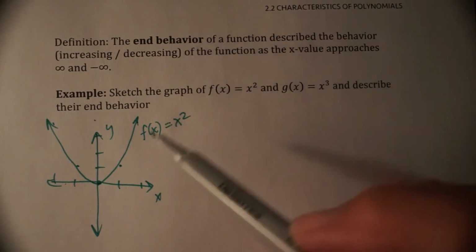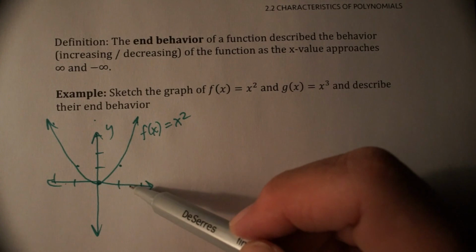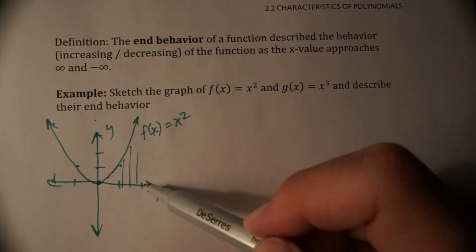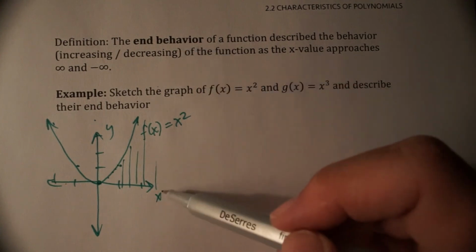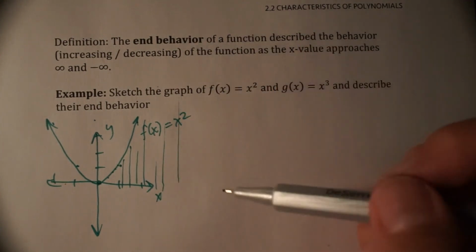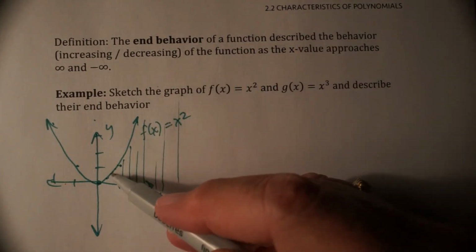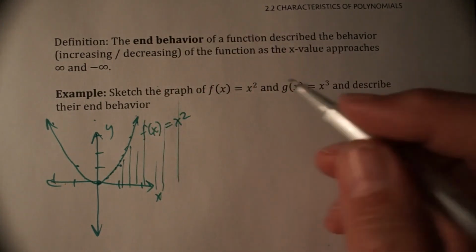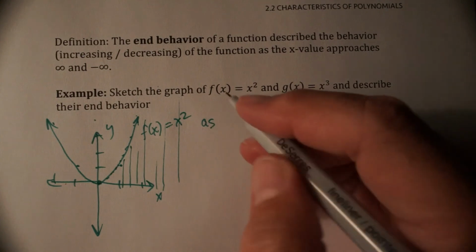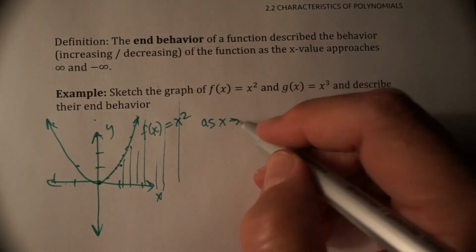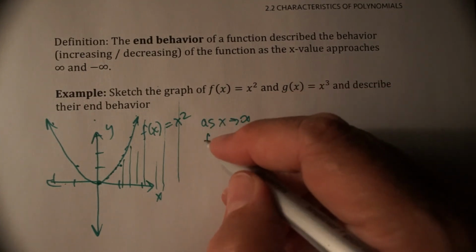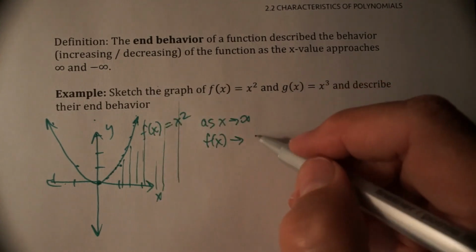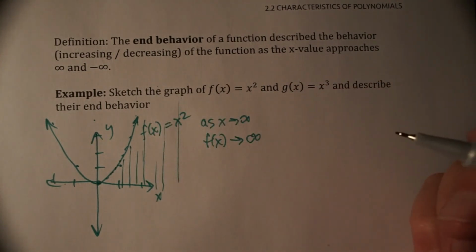So the end behavior describes what's happening to the y values, what's happening to the values of the function as the x gets bigger and bigger and bigger. What's happening to the y values? As x gets bigger, our y values are also getting very, very big in the positive direction. So to describe the end behavior, we always say as x approaches positive infinity, f of x will be approaching also positive infinity, a very large positive number.